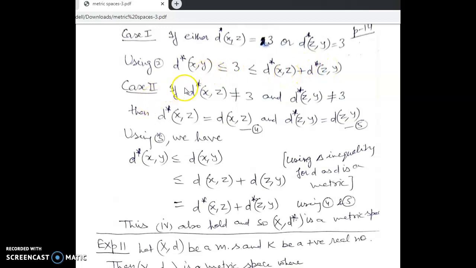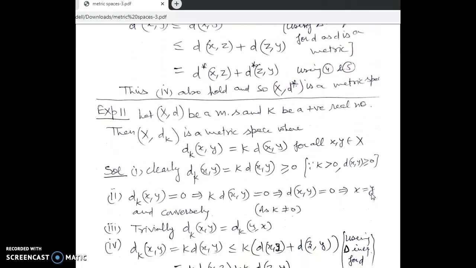Now case 2: if d star xz is not equal to 3 and d star zy is not equal to 3, it means the value of d star xz will be d of xz, and the value of d star zy will be d of zy. So using 3, we have d star xy is less than or equal to d of xy, and because d is a metric, it satisfies the triangle inequality, therefore this will be less than or equal to d of xz plus d of zy, and d of xz is equal to d star xz, and d of zy is equal to d star zy. So all the properties are true and therefore X with d star is a metric space.